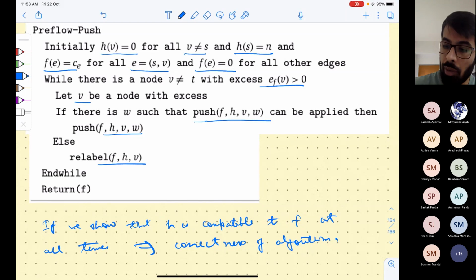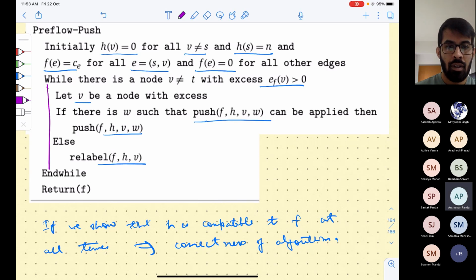When does this while loop terminate? When it becomes a flow. Yes, when no vertex has an excess, which means when it becomes a flow. And when it becomes a flow and we have a compatible labeling, then we saw that there is no s-t path in the residual graph, and the flow is optimal, right?